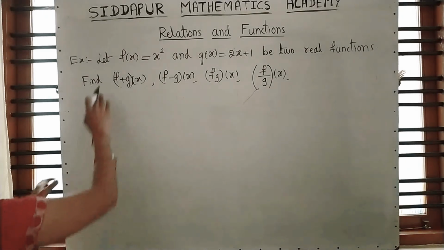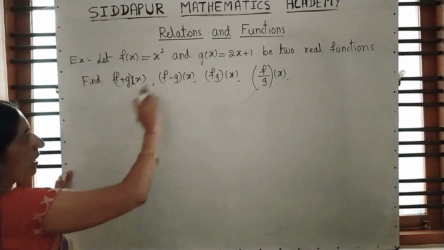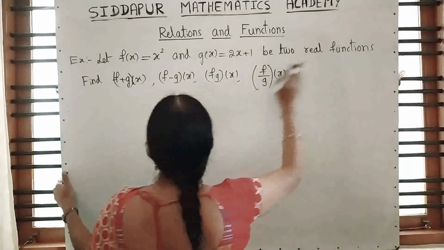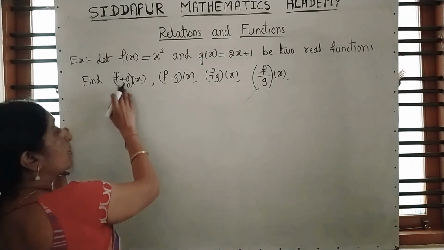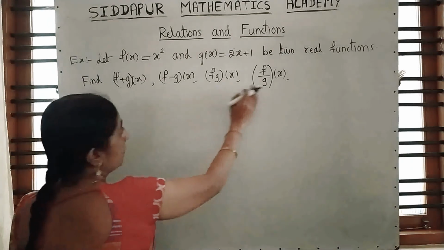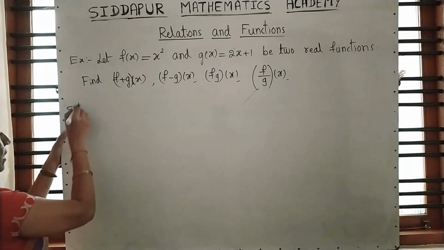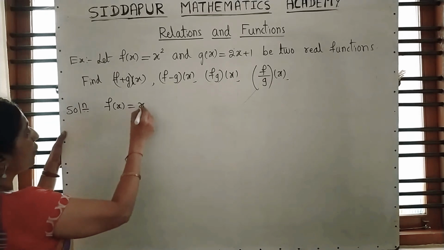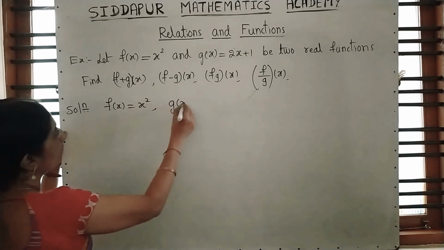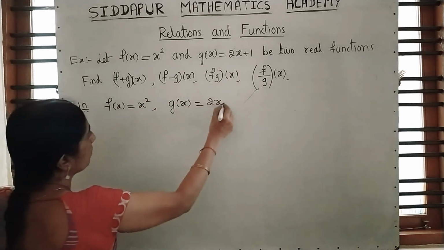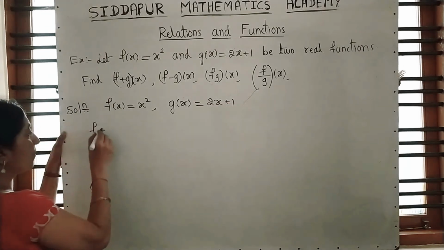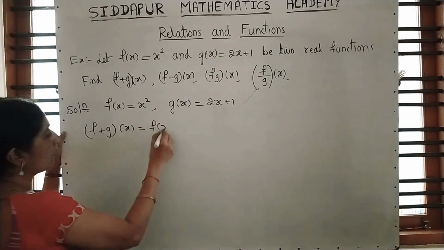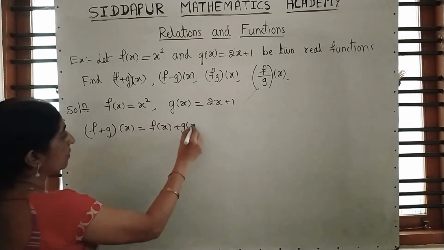See the example, f(x) is equal to x square and g(x) is 2x plus 1. These are two real functions and they are asking for f plus g, subtraction, multiplication and quotient. Here in the solution, first I write f(x) and g(x) as it is. (f plus g)(x) is nothing but f(x) plus g(x).